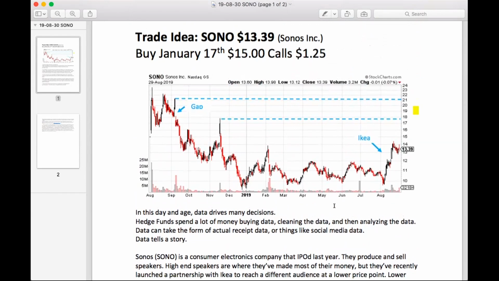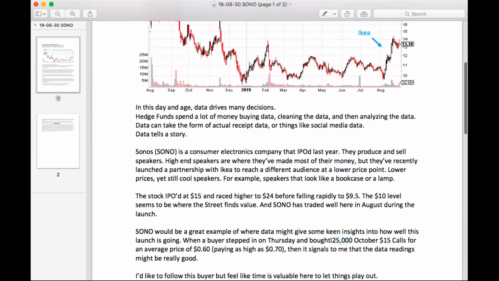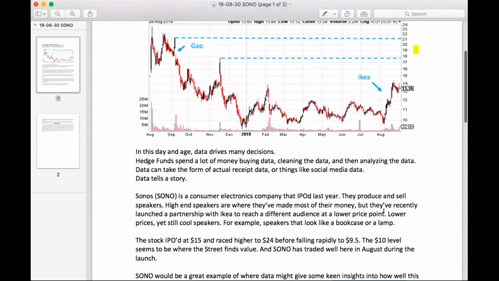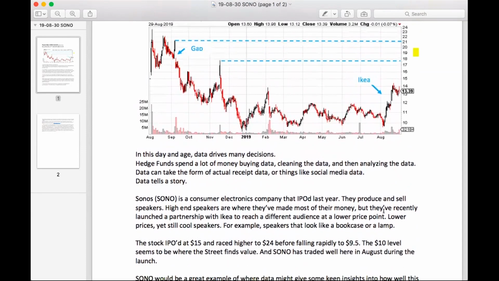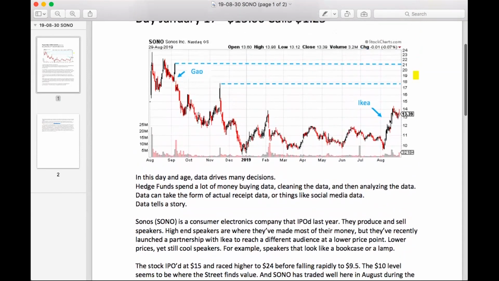So there's a lot of detective work in what I'm trying to do, because I'm trying to back out the thinking of someone I don't know, except that they're a large institution that has a lot of money and they're putting their money to work in Sonos. So I took the 25,000 calls, which is the equivalent of 2.5 million shares that someone wants to buy Sonos at $15 and have that right to buy it.